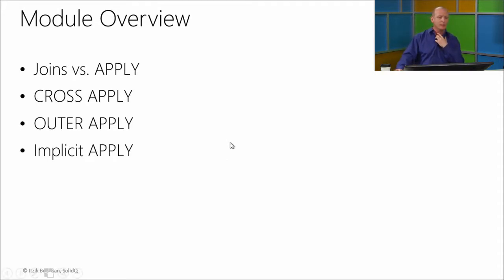So let's get started with understanding, first of all, how joins are designed, because the APPLY operator in some sense is similar to joins. For one, it's designed as a table operator, just like a join is an operator that appears within the FROM clause of a query. APPLY is also a table operator that appears in the FROM clause of a query. So let's first look at how joins are designed, and then we'll talk about the limitations of joins and how APPLY solves those.